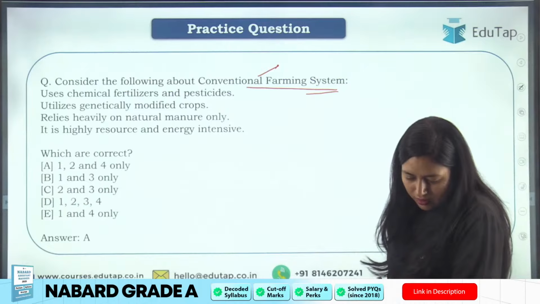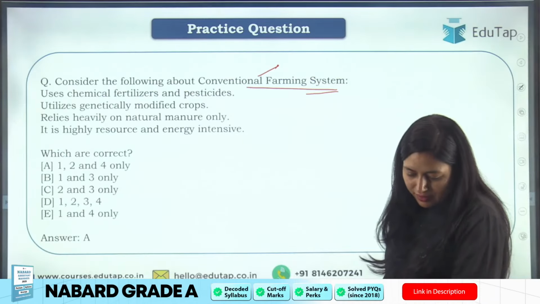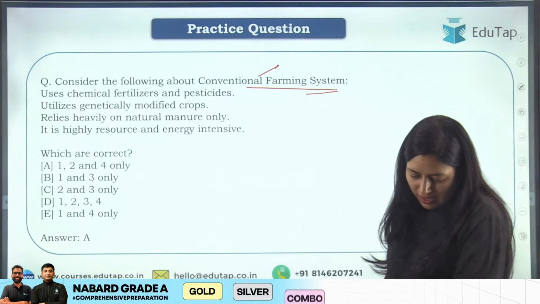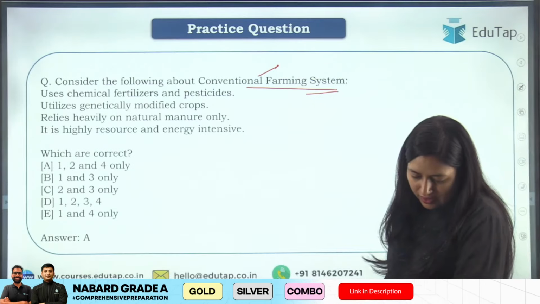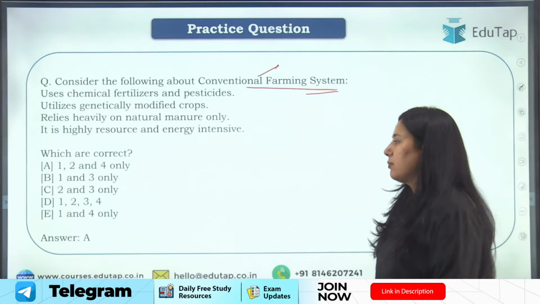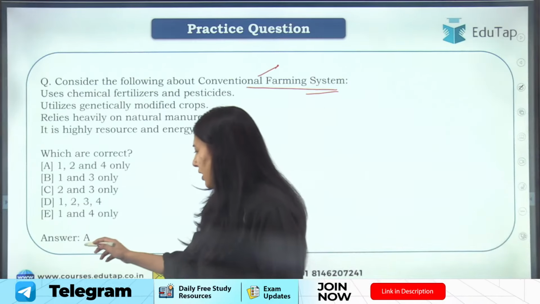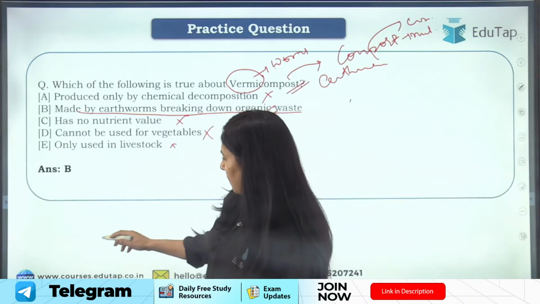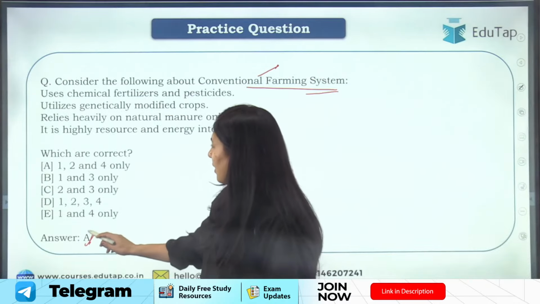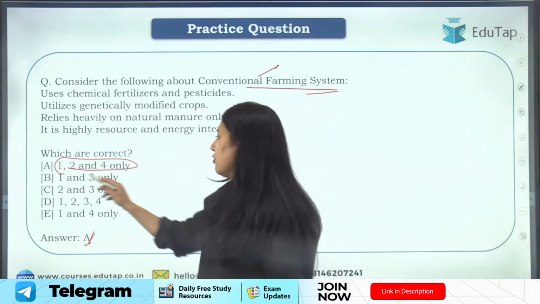Okay, I think you guys have given the right answer. Akansha, Shivani, Isha Raj and Disha. Very good. The answer here will be option A. Okay, 1, 2 and 4.